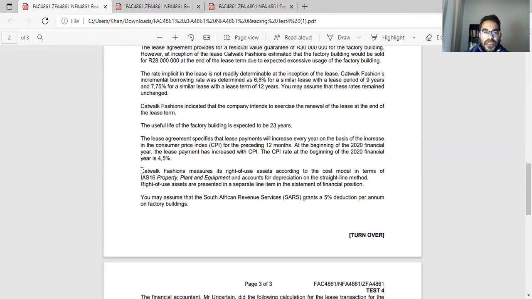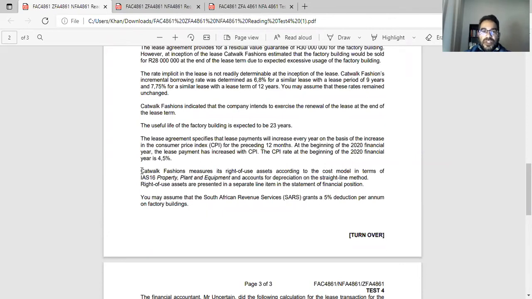For example, the right of use asset that we are leasing is a building, and we are using this factory building. Therefore, because it's used in the production of income, it is in effect classified as PPE. So the standard allows a company to decide whether they want to include lease properties with PPE or whether they want to show it separately.